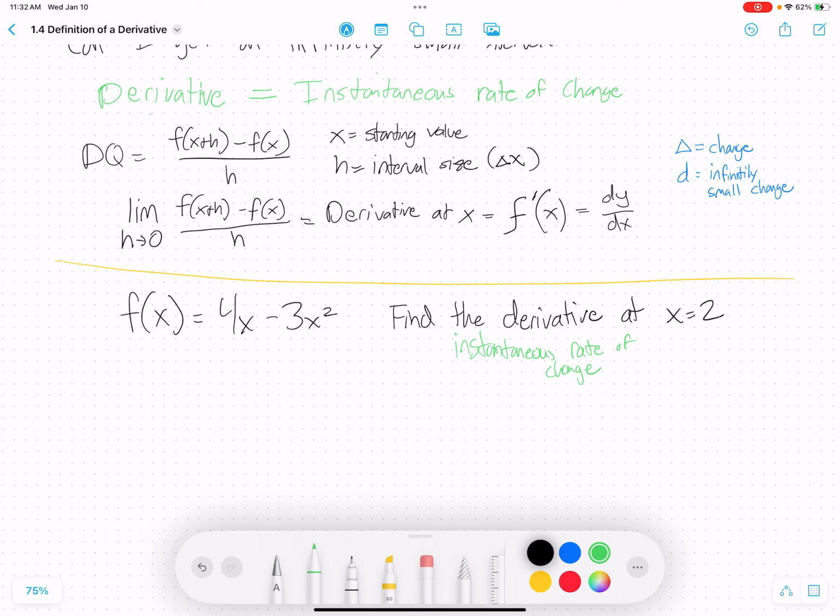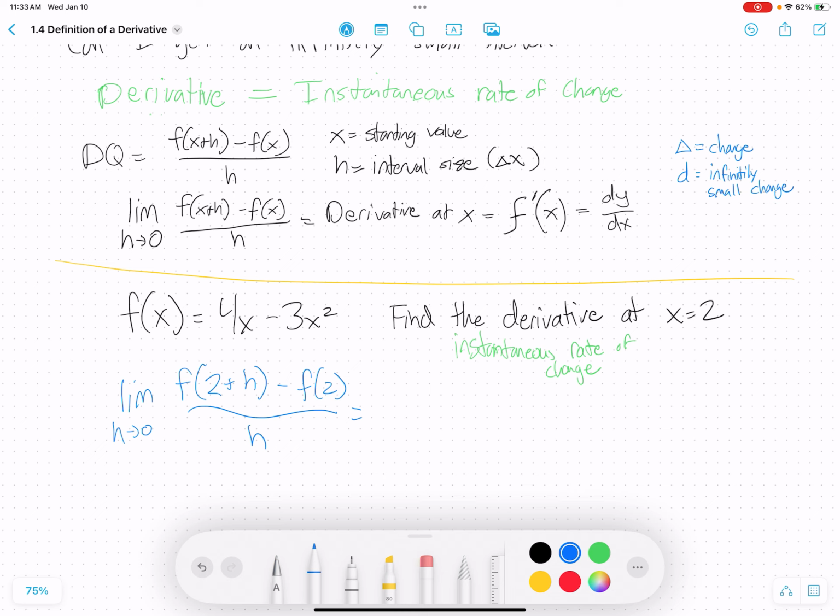Okay, so once again, the key to this is using the difference quotient. I'm going to take the limit as h approaches 0 of my function f of, in this case, what's my starting value? Well, since I'm finding the derivative at x equals 2, instead of x, I'm going to put in 2 plus h minus f of 2 over h. Okay, let's see what we get.